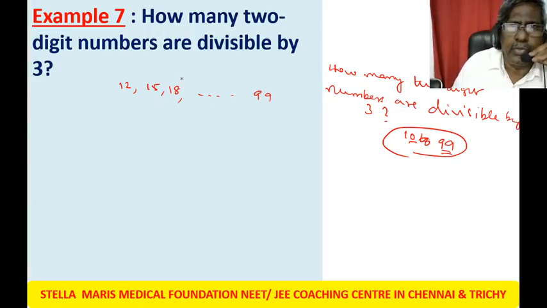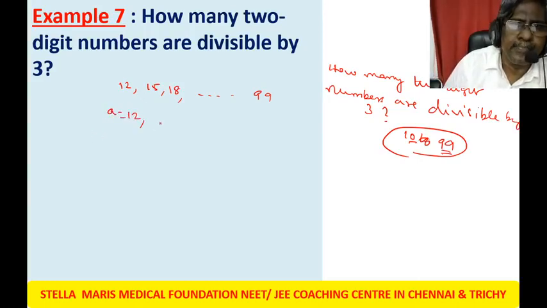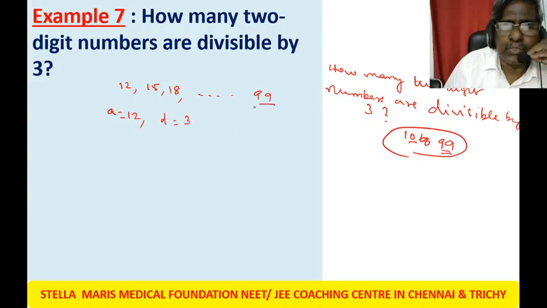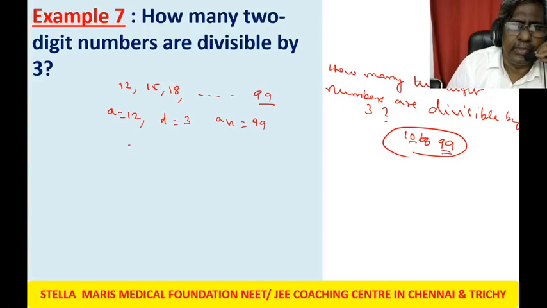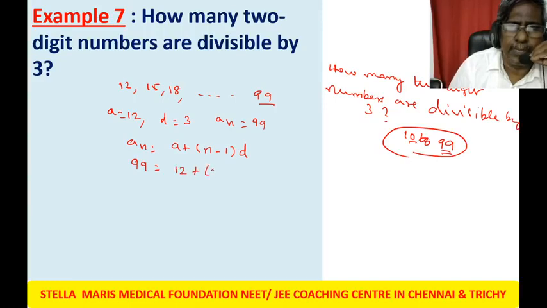So how many two-digit numbers are divisible by 3? Here A is equal to 12, D is equal to 3, and the last term An is 99. Now we take the formula An is equal to A plus n minus 1 into D. An is 99, A is 12, and this n only we are going to find.